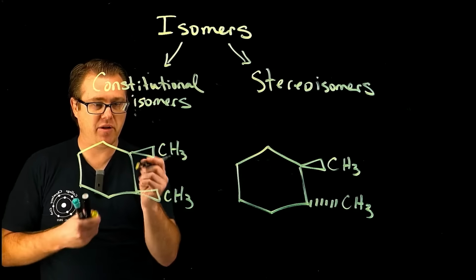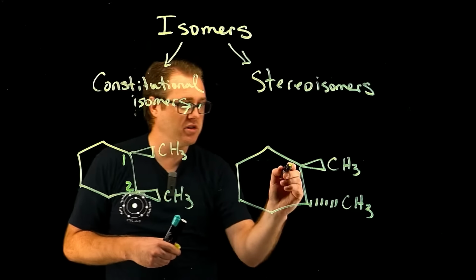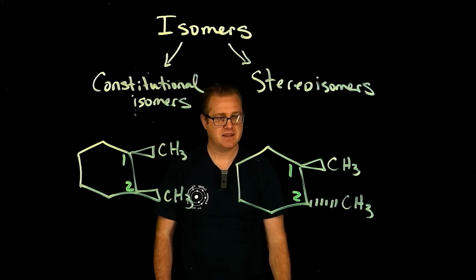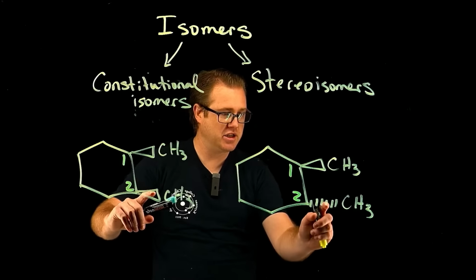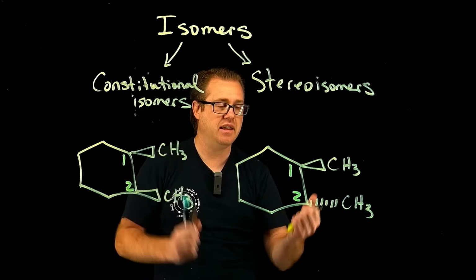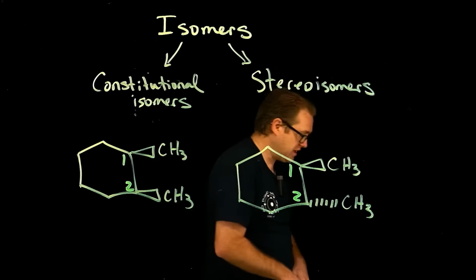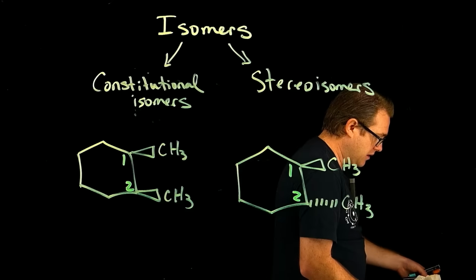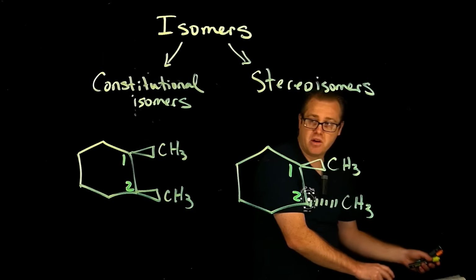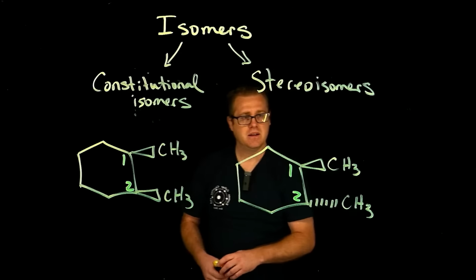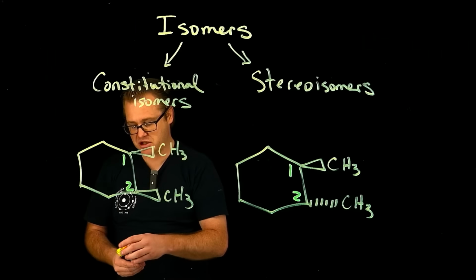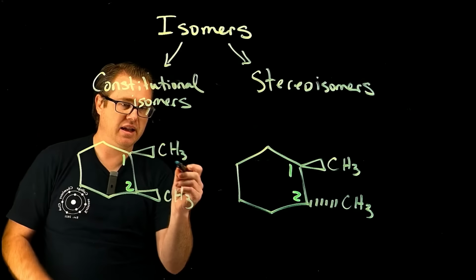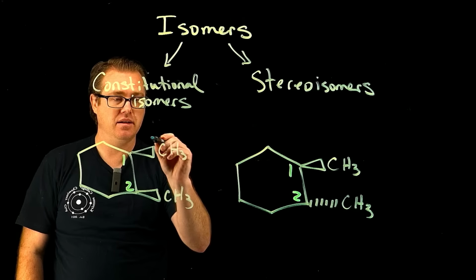So if we numbered them, we could say that's carbon 1, that's carbon 2, carbon 1, carbon 2. You can see all the connectivity is exactly the same. It's just we've switched out a wedge for a dash, and that's different spatial orientation. Now what we have going on here is when we look at the substituents, we can see that they are on the same side of the ring.